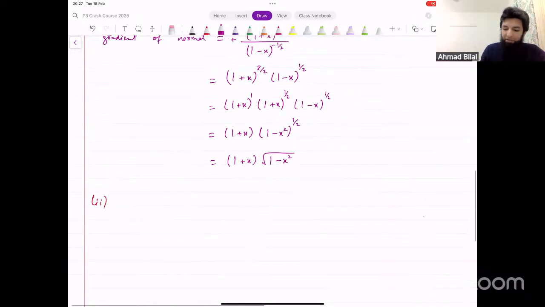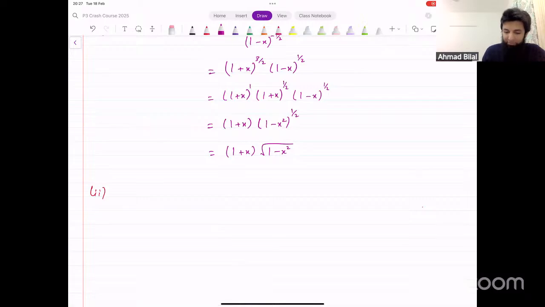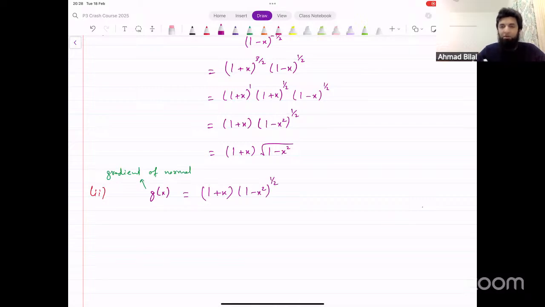We already have the gradient of the normal. This is the gradient of the normal. Let me write that here. Let's represent it with some letter. Let's say this is g of x. I'm representing the gradient of the normal using the function g. What is this equal to? It's 1 plus x times 1 minus x squared whole power 1 over 2. That's the gradient of the normal. We are looking for the maximum point of this function.